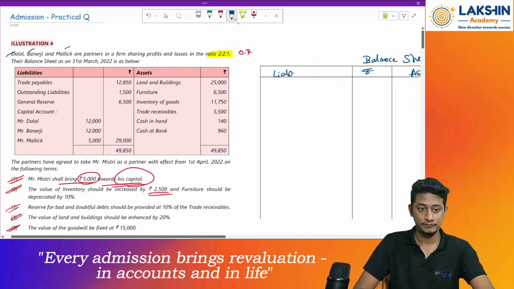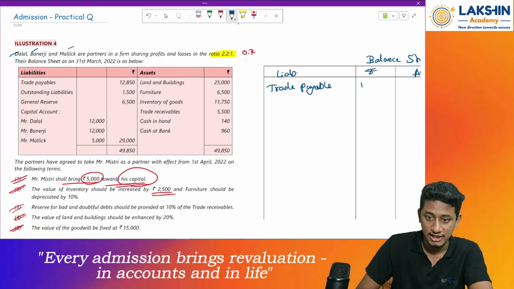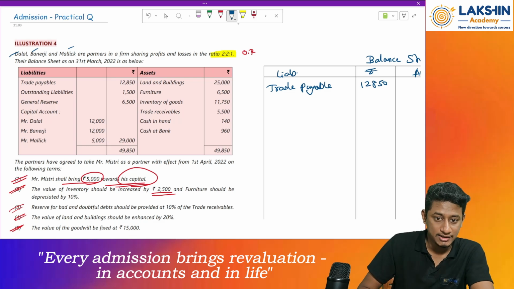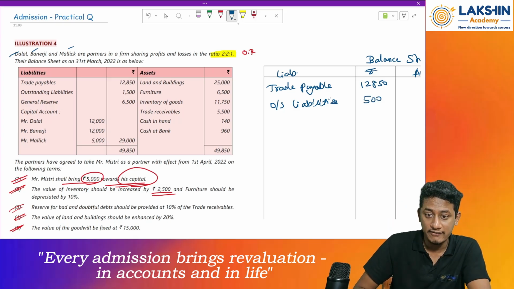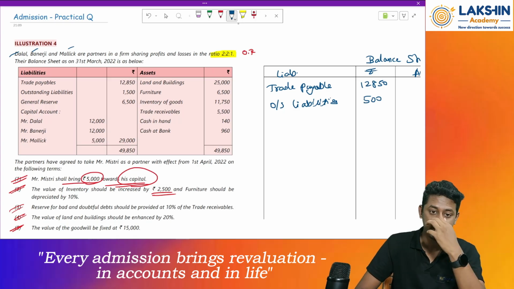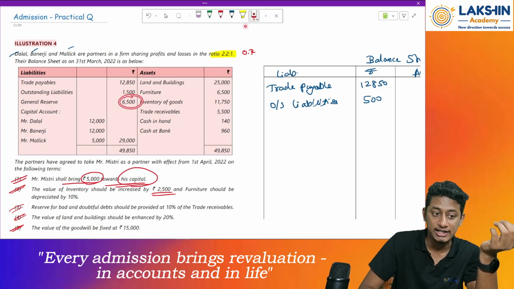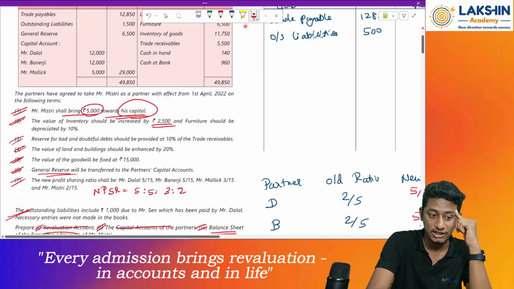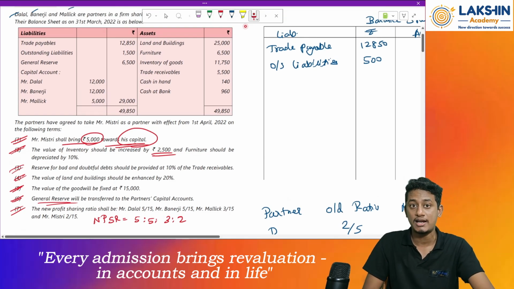Go on. First of all, liabilities, trade payables. Was there any difference in trade payables balance? No revaluations are done, so straight away take 12,850. The next, outstanding liabilities. Is there any difference? Yes, sir. Remember, 1,000 was already paid off. Out of 1,500, if 1,000 rupees is paid, 500 remains. Then, is general reserve balance to be taken? No, sir, because general reserves are already divided between the partners. The question clearly told us that general reserves will be transferred to partners' capital accounts. So the general reserve balance is 0.